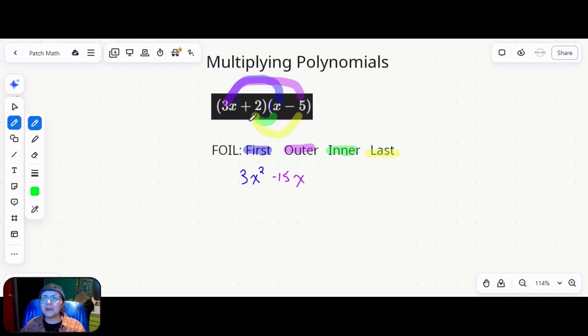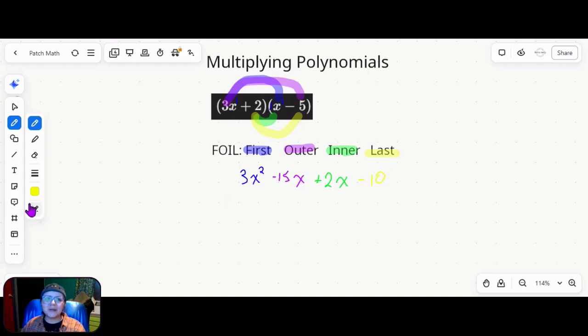Moving on, our inner terms, that is the 2 times the x or the 1x, however you want to see it. 2 times 1 is 2, so that is a positive 2, and we're going to put 2 there. And then x gets tacked on to the end because there's no other x it is multiplied by. And then we have, last but not least, 2 times negative 5. That's a constant times a constant. No variables to be found there, and so that's good old-fashioned multiplication. 2 times negative 5 is negative 10.